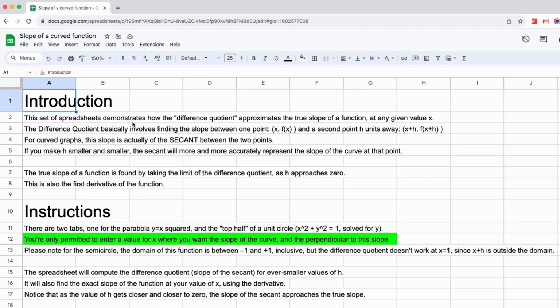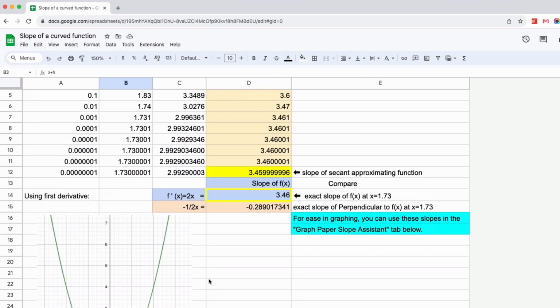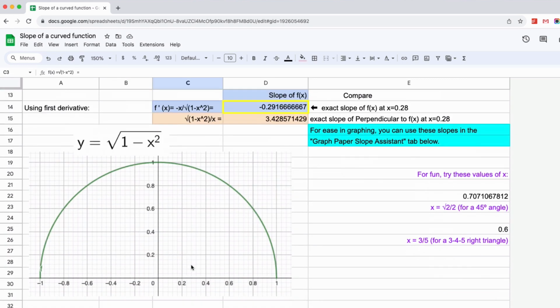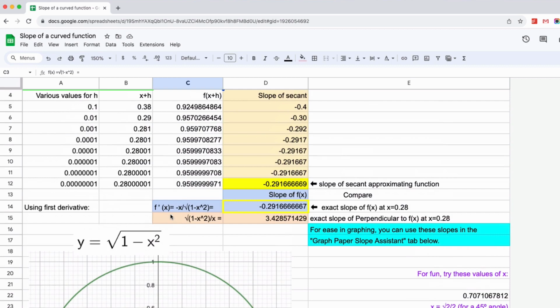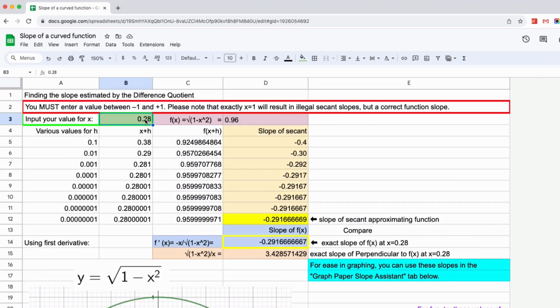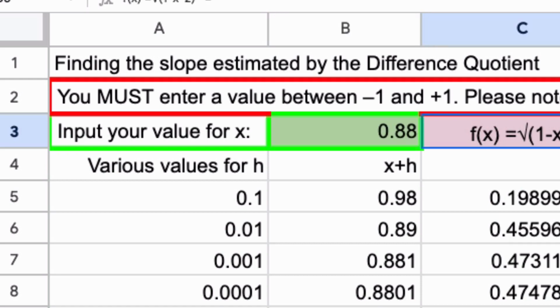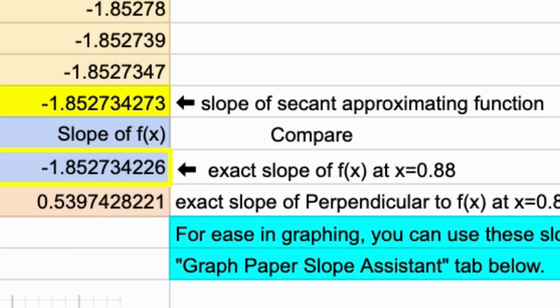You'll remember that this is our spreadsheet, slope of a curved function. I've got some instructions. It starts off with the parabola, and it also has a page on the semicircle. Again, this is the top half of a circle. It is a function. So we are going to plug in 0.88. That was the value we had determined.